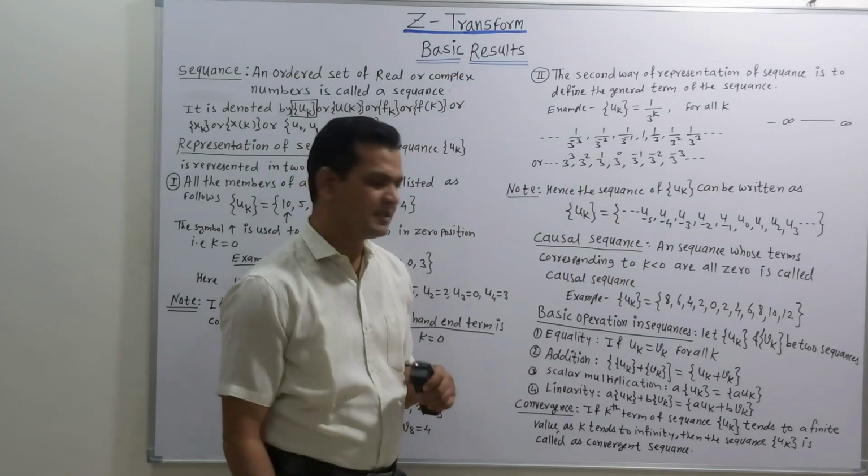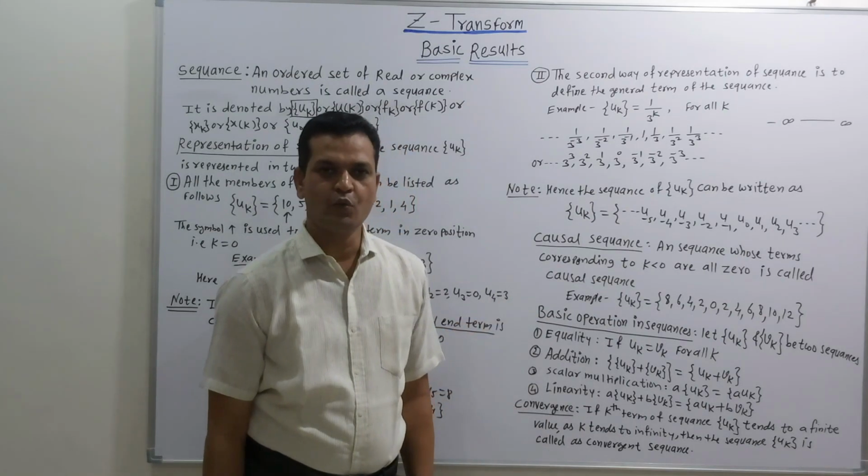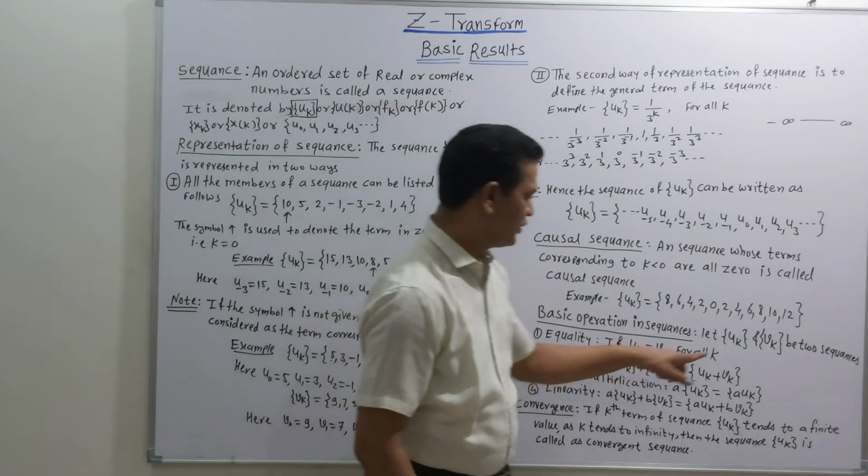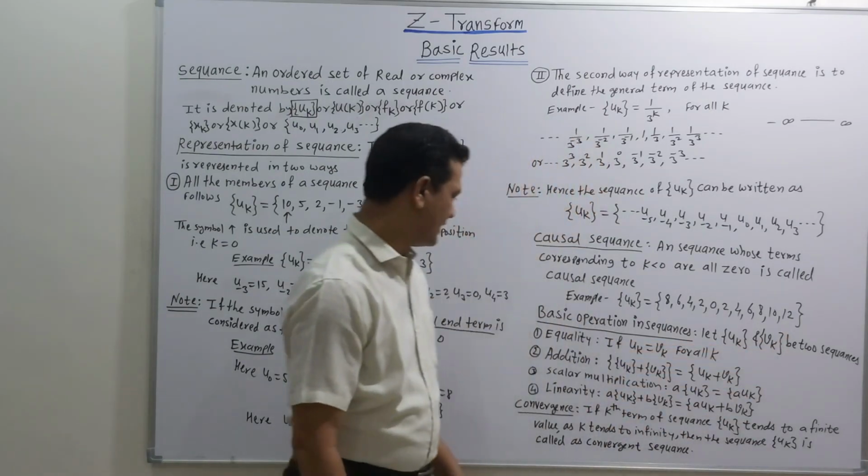Then let's learn the basic operations which are related to a sequence. Assume that uk and vk are two sequences.